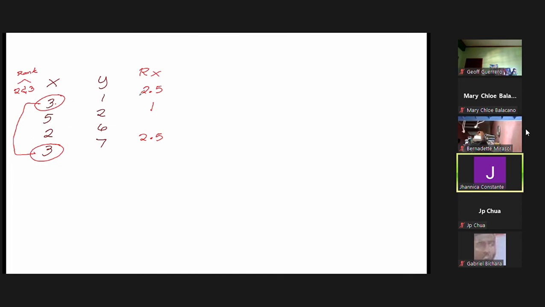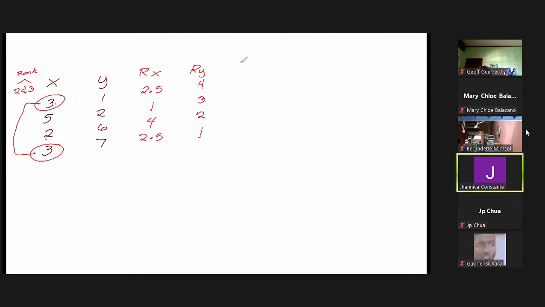Since you have 2.5, the next rank after 3, which is your last number for the set of values of X, is 2, that will be your rank 4. So rank 3 is not included in the rank since you have 2 places for the rank 2.5. Okay? So let's rank the set of values of Y. So 7 will be rank 1, 6 is rank 2, 3, and 4.